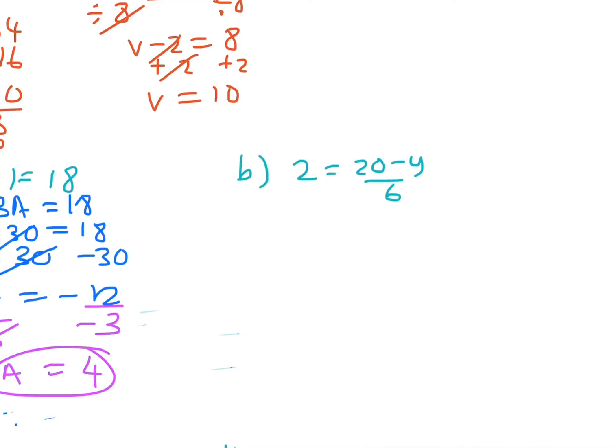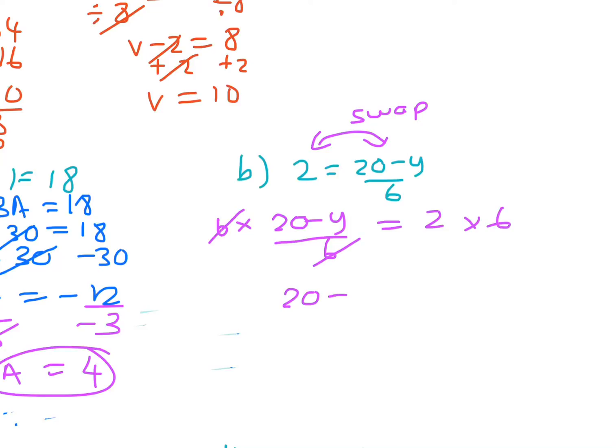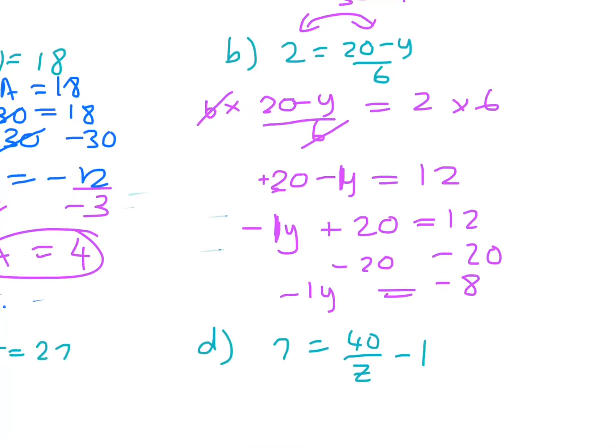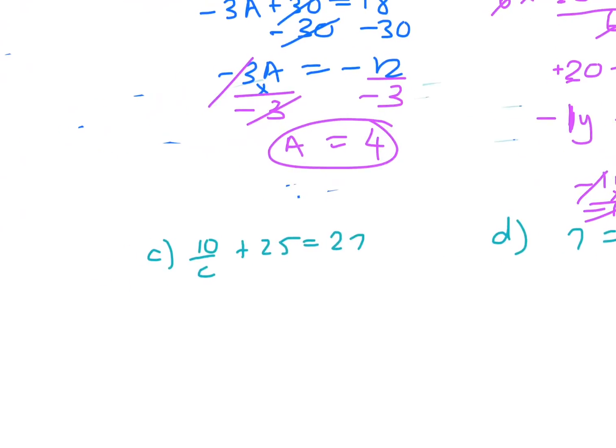Okay, and this one, see how it's back to front? I like to first of all write it the other way around, because if it's equal one way, it's equal the other. So just swap the sides. Times 6, times 6. 20 minus y equals 2 times 6, which is 12. So you can even rewrite this as minus y plus 20 equals 12. And you notice I wrote minus 1y, because it's just got a minus in front. It's really minus 1. Minus 20, minus 20. Minus 1y is 12 minus 20, which is minus 8. That's times minus 1, so divide by minus 1. So y is minus 8 divided by minus 1, which is 8.